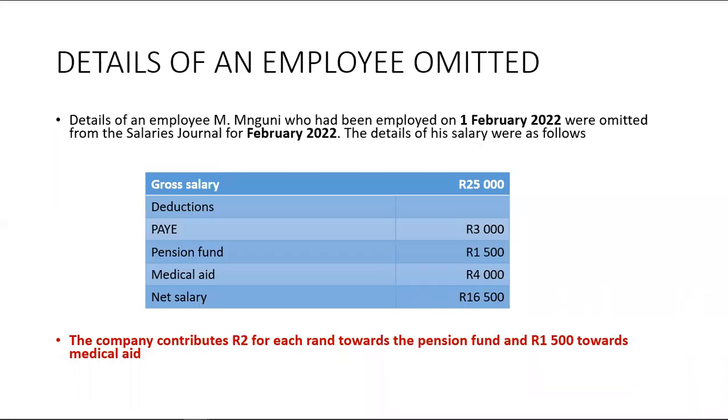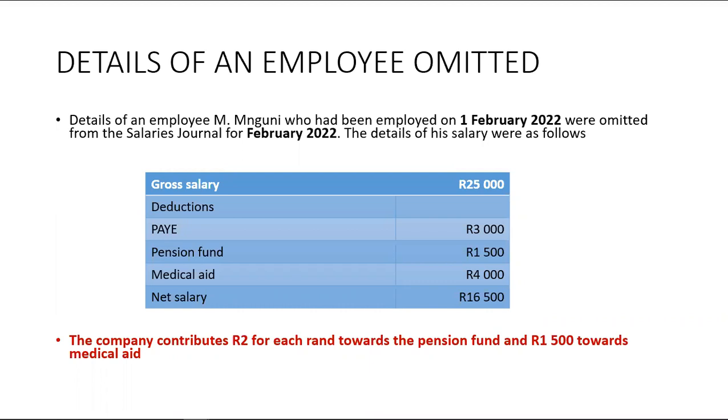Apologies for this. Please change those dates that were given to you in the question. It's not supposed to say December, it's supposed to be February. So this person was employed on the 1st of February, 2022. And for February, this person worked for the entire month and they were supposed to have gotten paid, but they were not paid because their salary was omitted from the salaries journal.